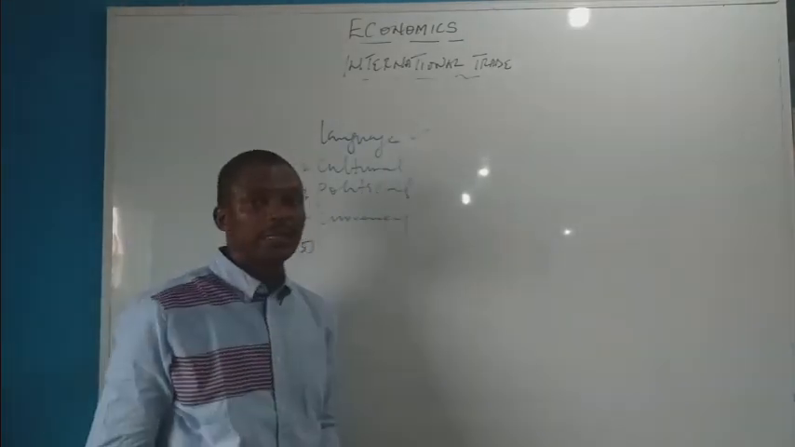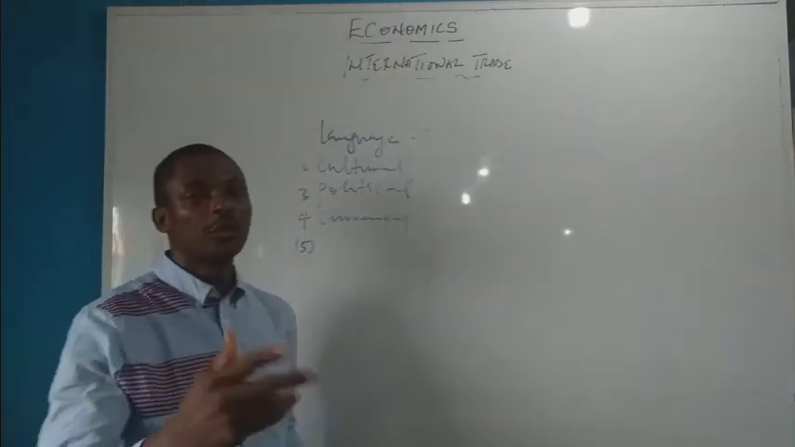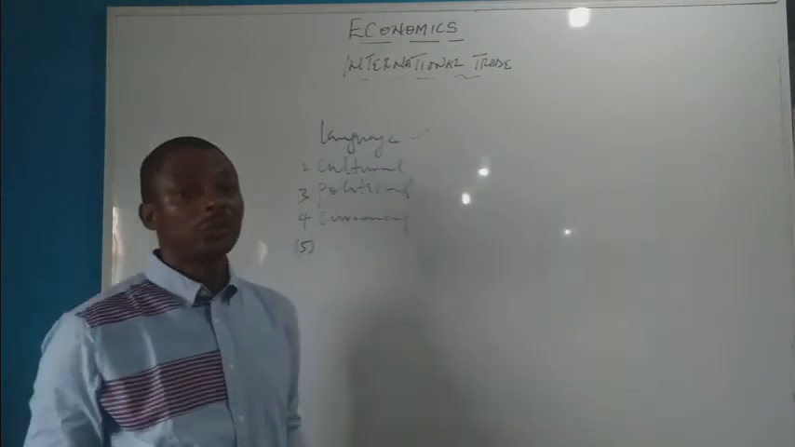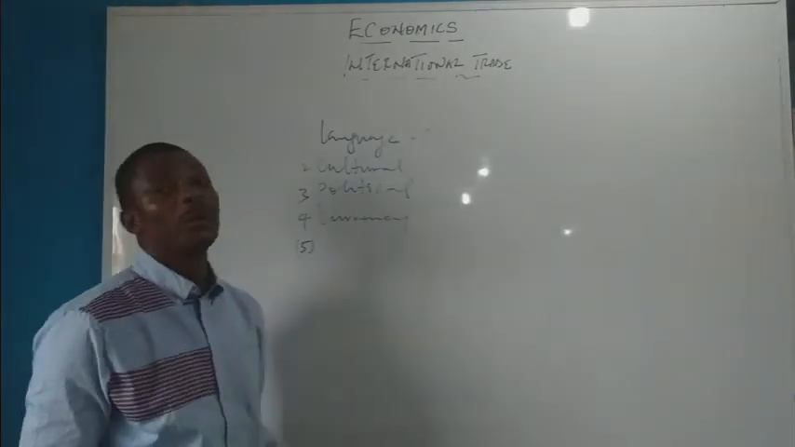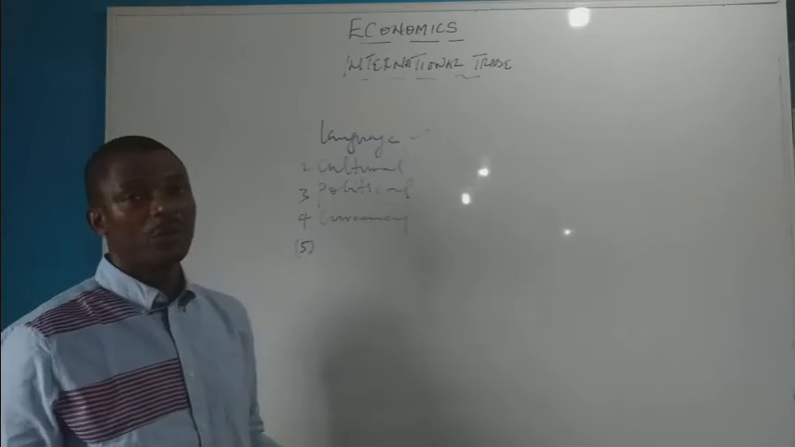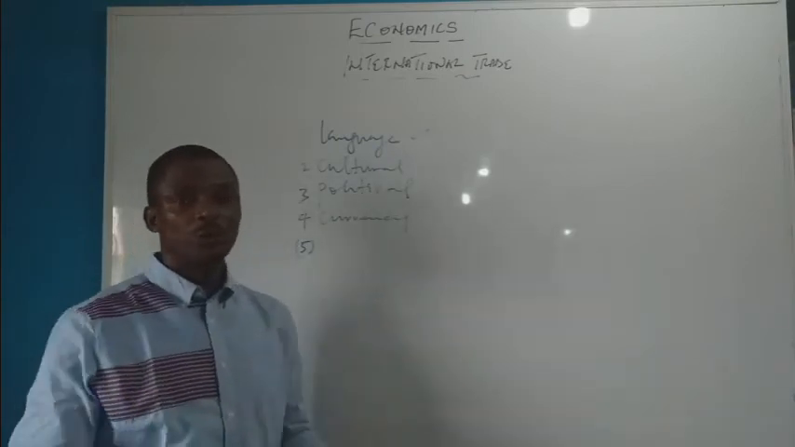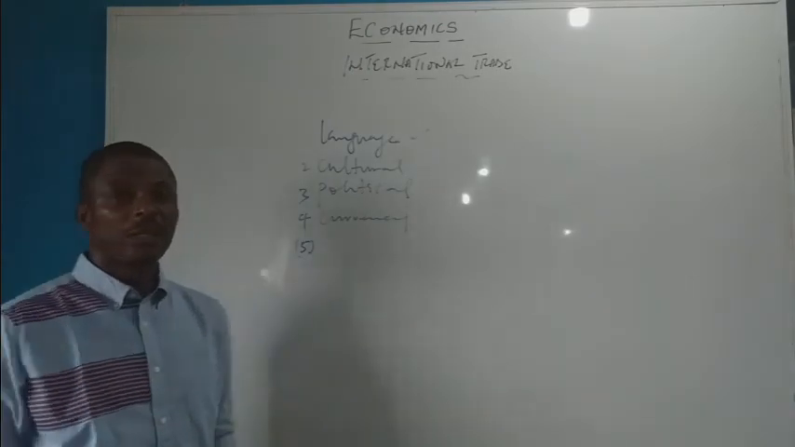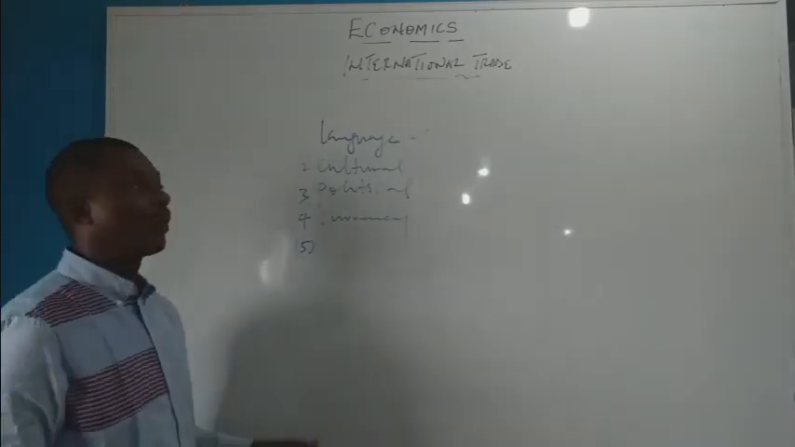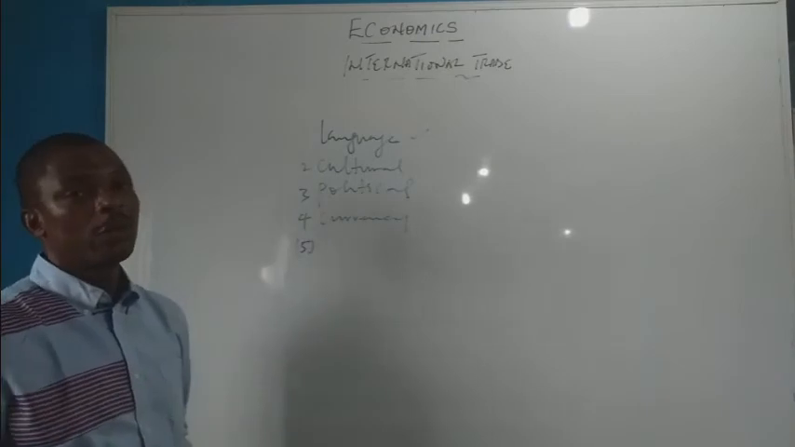Now let's start with the language barrier. When countries that are involved in international trade do not understand each other, it constitutes a problem, and that is one of the problems that we are looking at, the language barrier. When different countries are speaking different languages, the ability for one to understand the other is a big problem. It's a language barrier. Then we have cultural barrier.